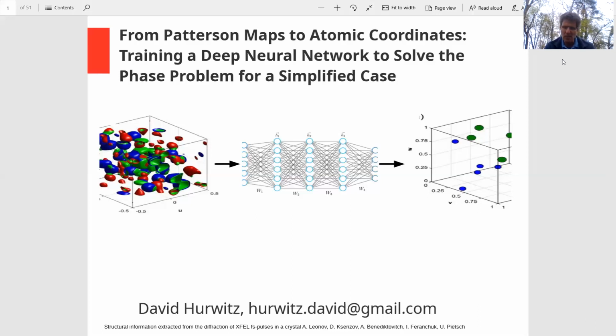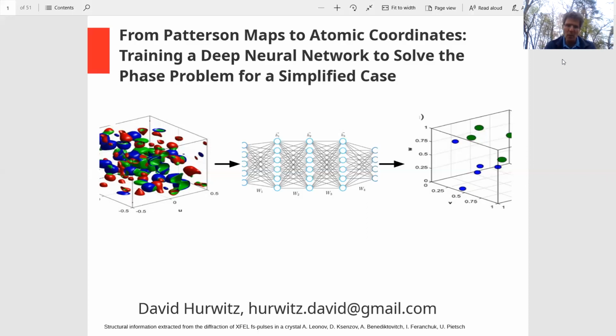Okay, I'm just going to keep going through this, even if I stumble on my words a little bit. So now I'm talking about X-ray diffraction data, but there's this simple transformation that you can make to convert X-ray diffraction data into a Patterson map. So that's why it says from Patterson maps to atomic coordinates.